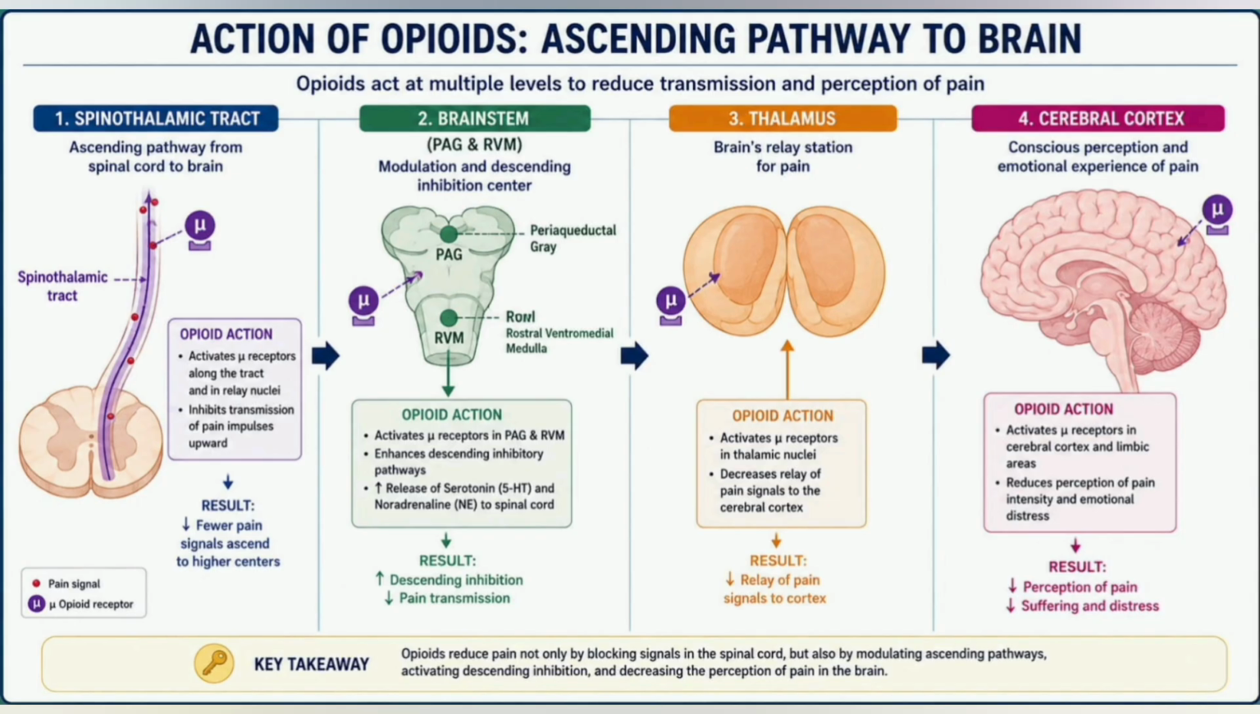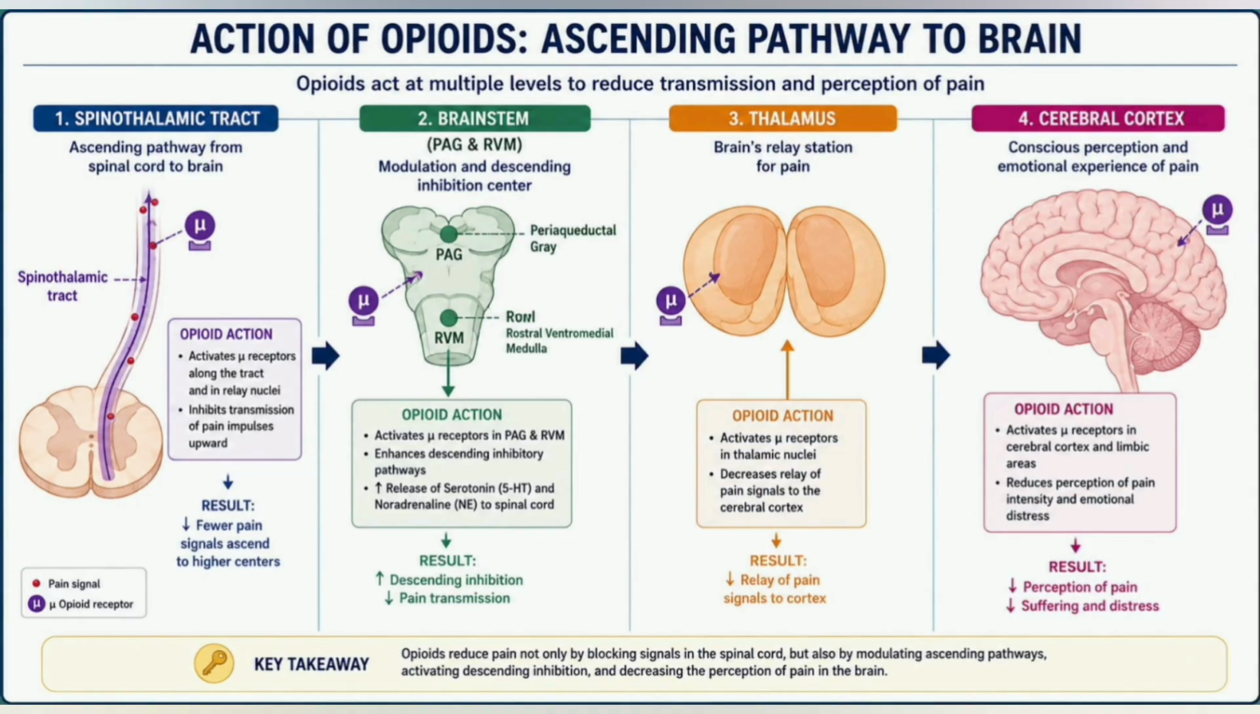Now, opioids act at multiple levels to reduce transmission and perception of pain. As we all know, the spinothalamic tract, which is the ascending pathway from the dorsal horn of the spinal cord to the brain, is responsible for transmission of pain and temperature sensations from the spinal cord to the brain. So, opioids activate the mu receptors along the spinothalamic tract, and it inhibits the transmission of pain impulses upward. So the result is lesser pain signals ascend to the higher centers.